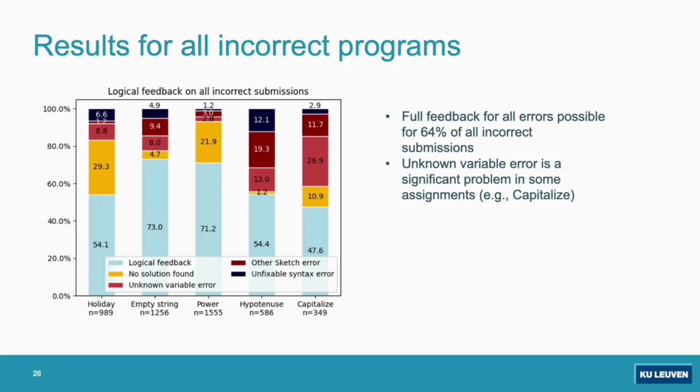So in some assignments, like the assignment called capitalize, the unknown variable error occurs often. This occurs when a variable is used but was never declared. This is not a syntax error and is also not allowed in Sketch, so it can't be fixed as a logical error either. The submissions in the category no solution found are currently not getting feedback because the handmade rewrite rules for the assignment don't fix the logical mistakes, but it is possible to expand the rewrite rules and give feedback on these programs with our approach.